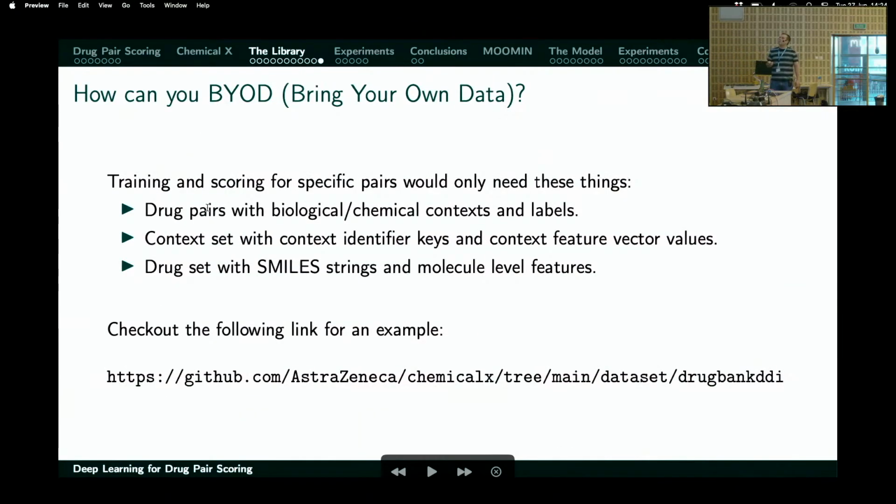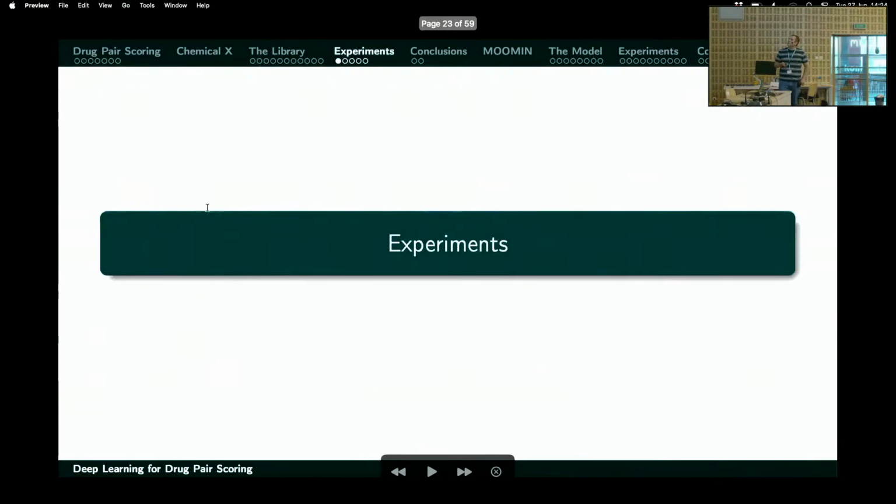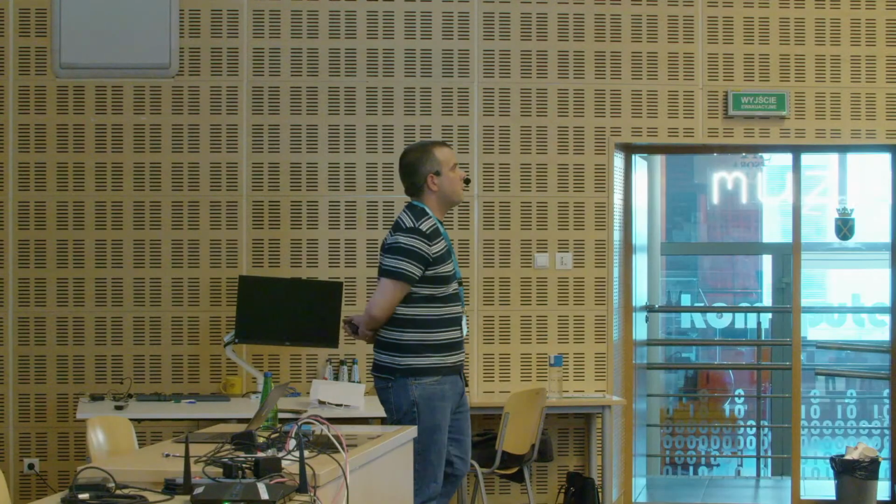So yeah, the library can accommodate, for example, bringing in your own data, which means that you would have a set of triples which have labels, a context set with features, so for example, somatic mutations on the cell line, and finally you would have a drug set with SMILES. So I will show a few experiments. It's going to be, yes, sorry?